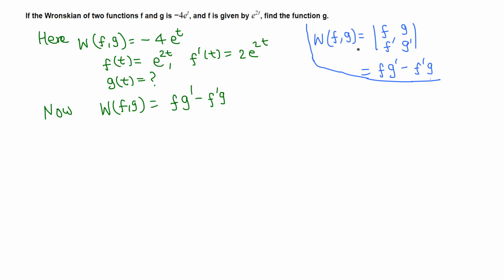Let's look at the formula for the Wronskian. We know that the Wronskian of two functions f and g is given by this 2 by 2 determinant, which is the same as f times g prime minus f prime times g. Okay, which I wrote here.